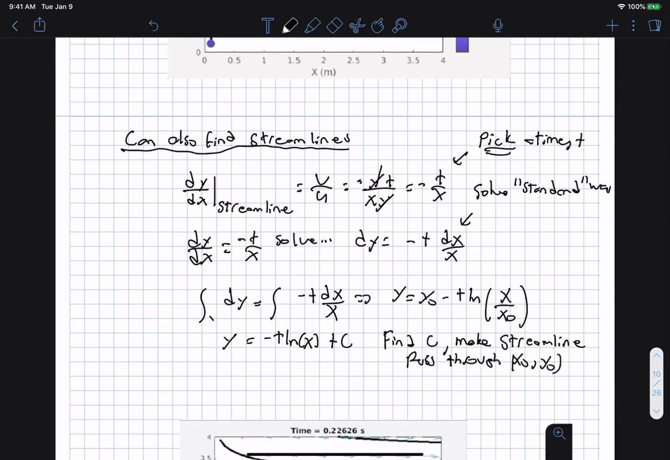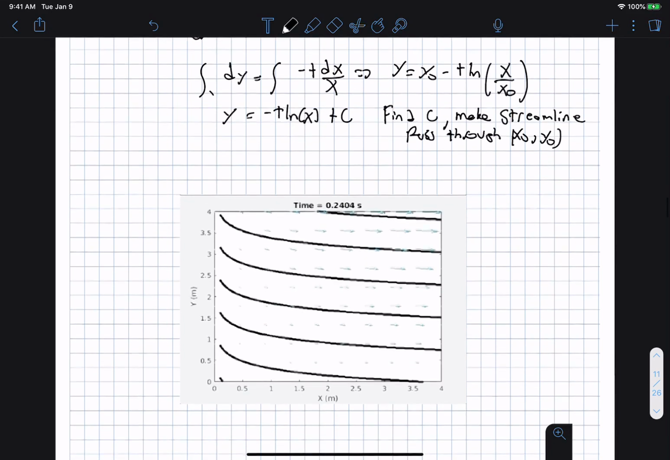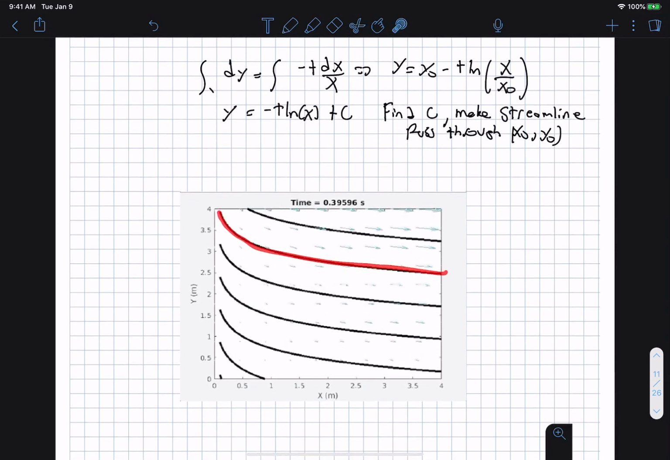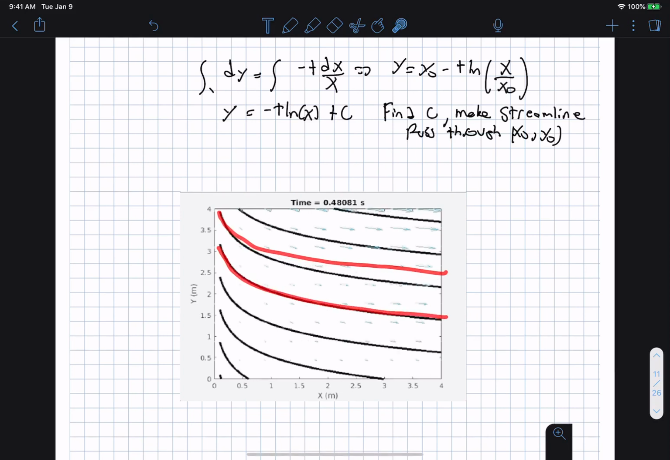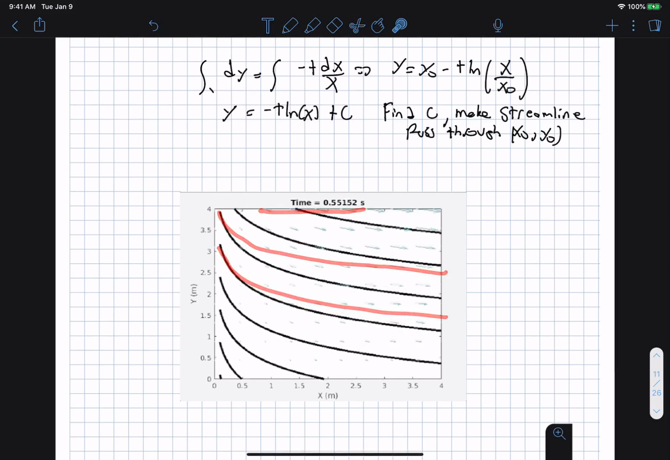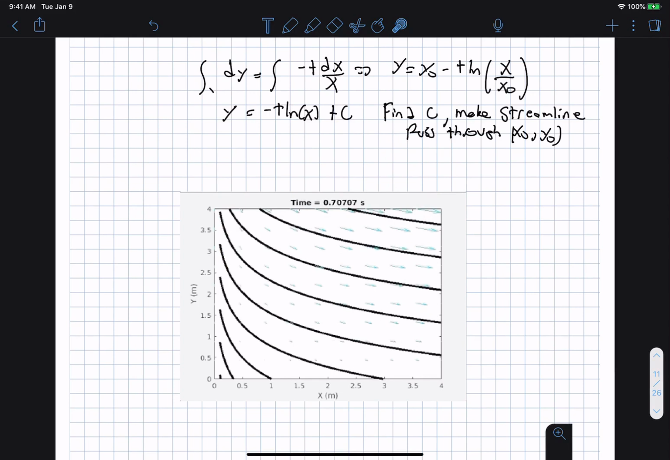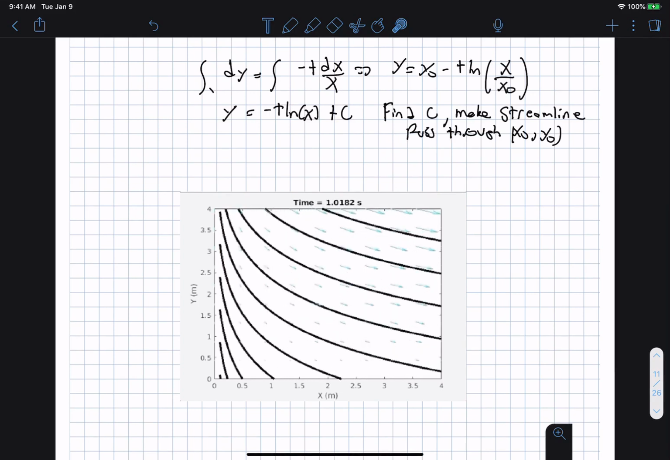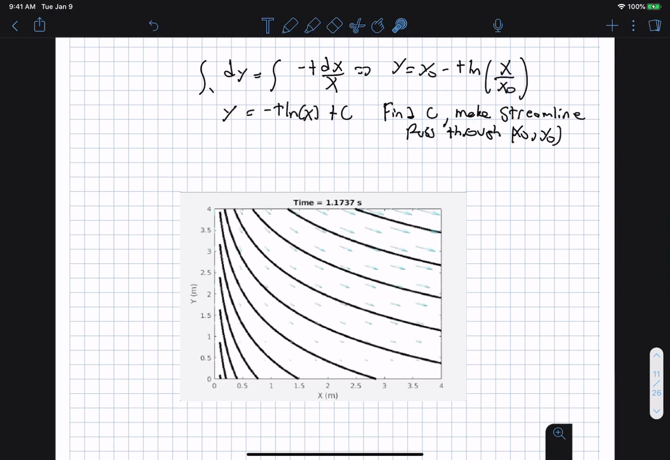Okay, and so if we plot these streamlines, all these individual lines here are all streamlines, and this is just the streamline evolving as a function of time along with the vector field. And so you can see that this vector field, which is fictitious, is changing as a function of time.